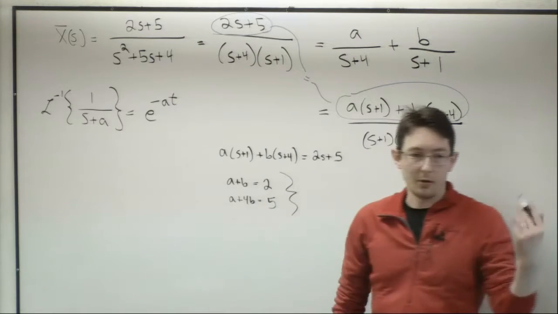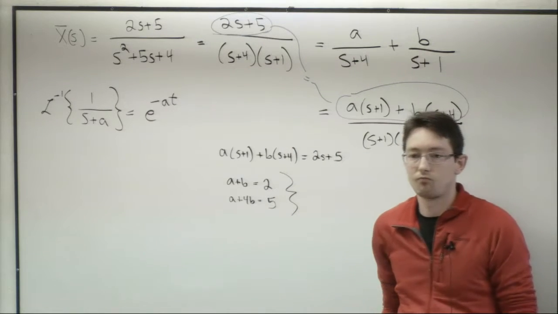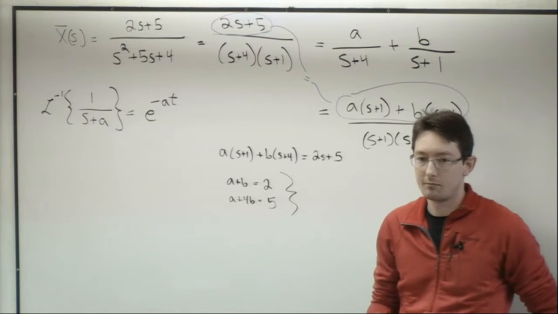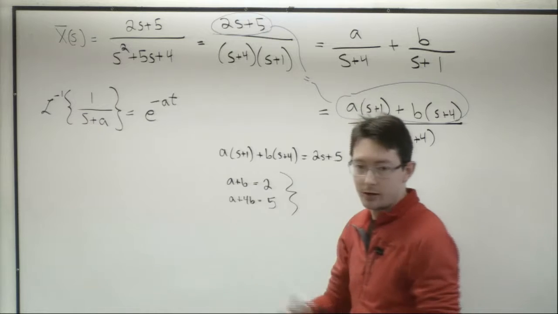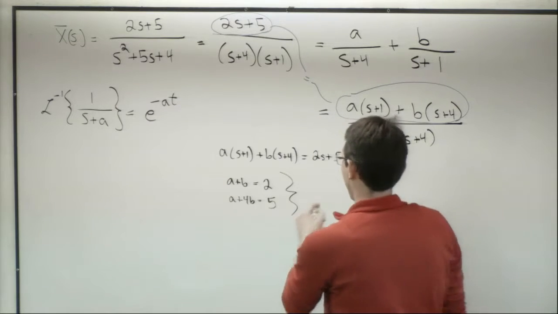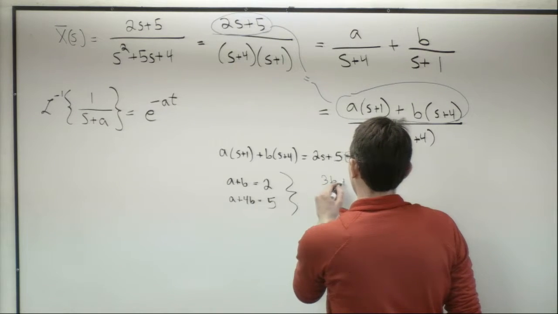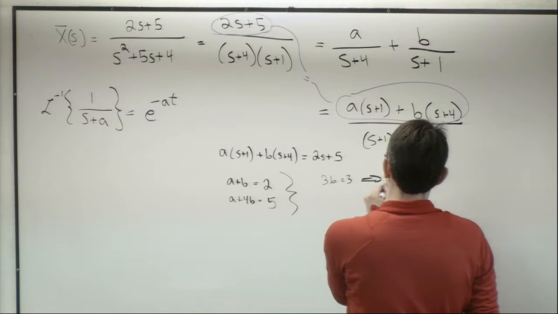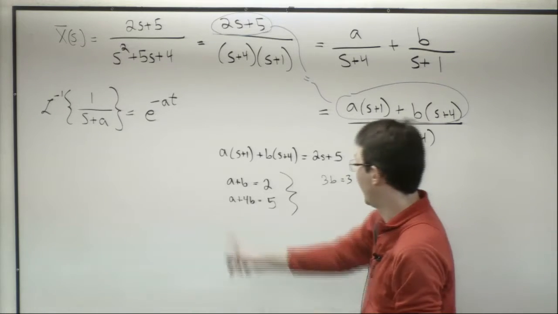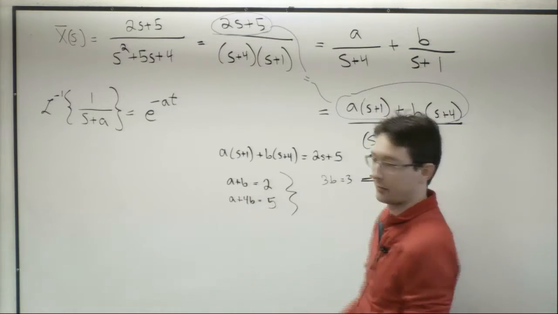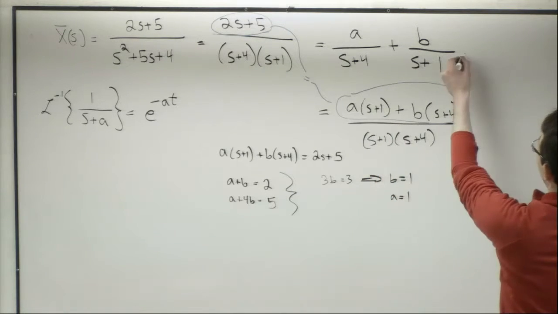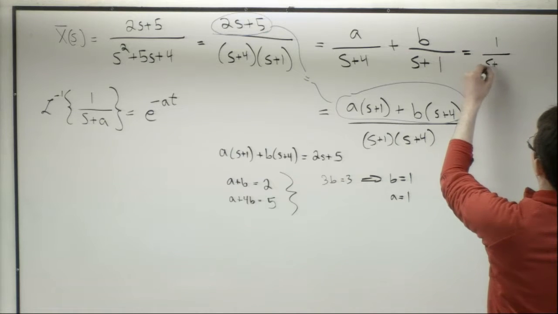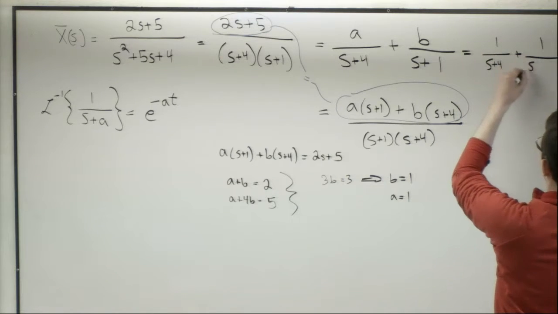So how would you do this? What would be the easiest way to solve for this? Yeah, I'm going to subtract one of these from the other one. Let's subtract 1 from 2, so I get 3b equals 3. That's convenient. b equals 1. And if a plus b equals 2 and b is 1, then a is also equal to 1. And so this thing equals 1 over s plus 4 plus 1 over s plus 1.